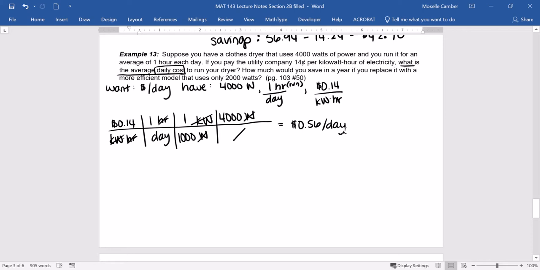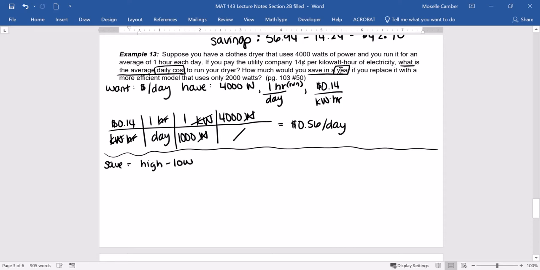Okay, so now it says how much we would save in a year. So again, we have a savings question. So we need the higher minus the lower amount, and we want to save again in a year. So we want a dollar amount per year. So we're going to take the dollar amount for our 4,000 watts in a year, and we're just going to subtract off the dollar amount for our 2,000 watts each year, because we're looking at something that's 2,000 watts.